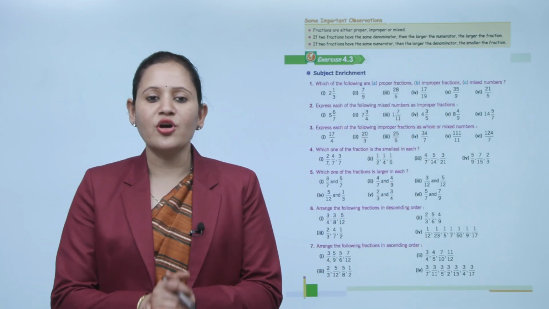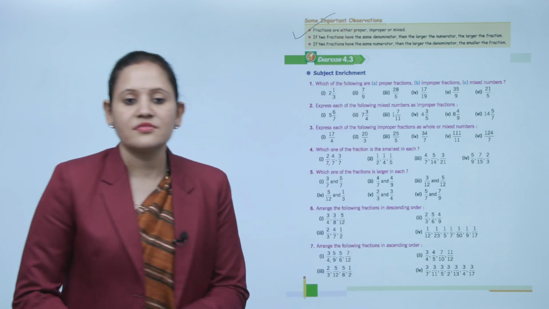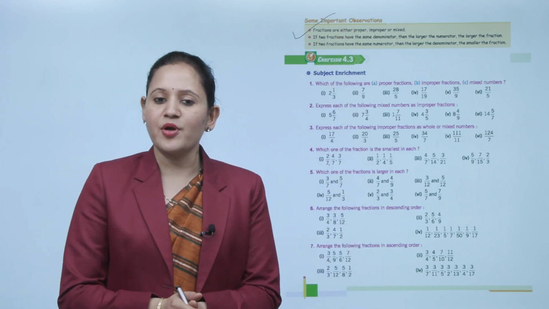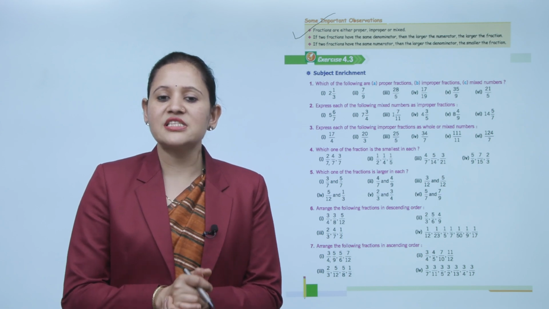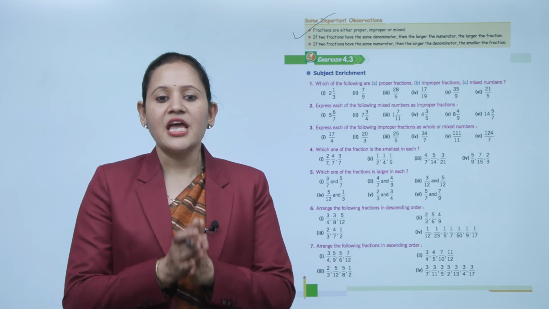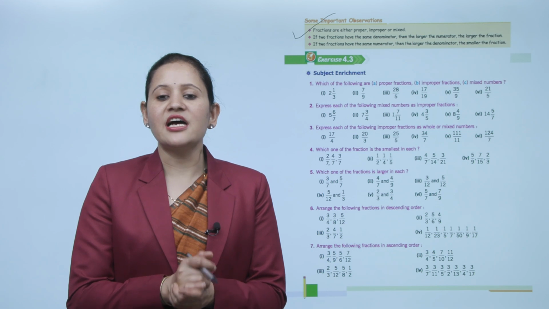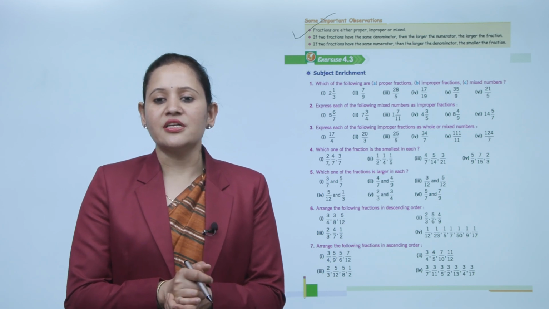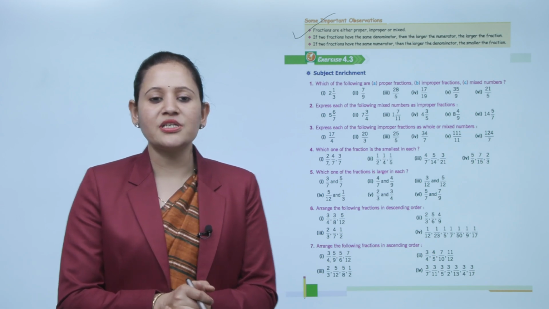Next are some important observations. Fractions are either proper, improper or mixed. If two fractions have the same denominator, then the larger the numerator, the larger the fraction. If two fractions have the same numerator, then the larger the denominator, the smaller the fraction. Clear? Next is exercise 4.3.